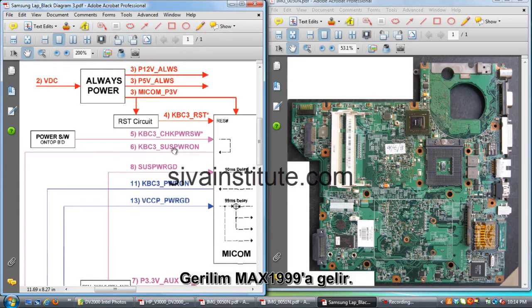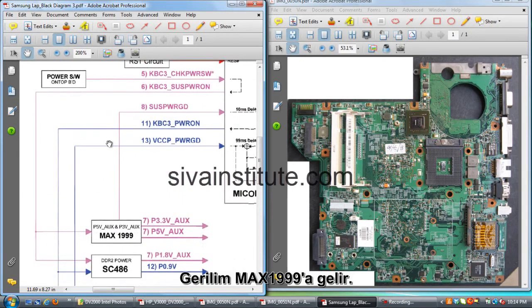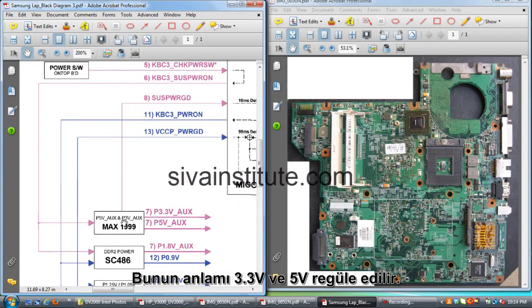This KBC suspend power voltage comes to the 3.3 volts regulator and 5 volts regulator IC, and releases 3.3 volts and 5 volts.